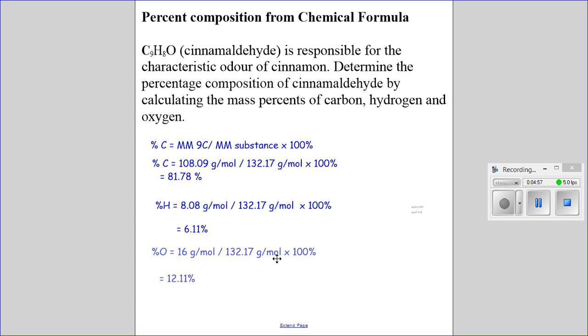And finally, we do the same thing for oxygen. Just one oxygen, so 16 times 1, 16 grams per mole, divided by the whole molar mass, times 100, gives 12.11%. Now, if we add all these together, we should get 100%.